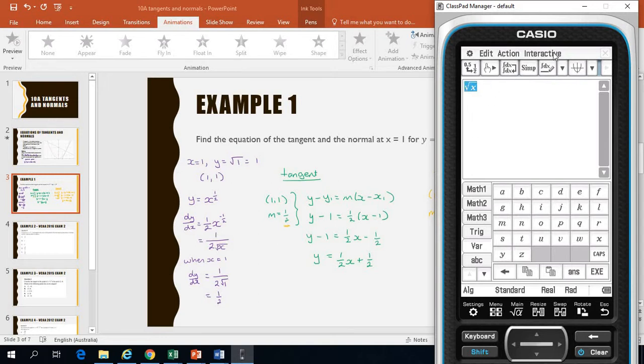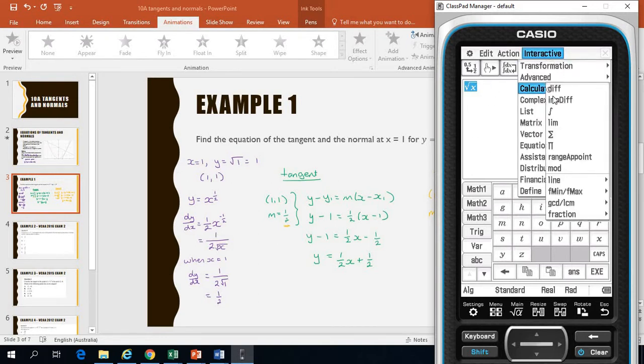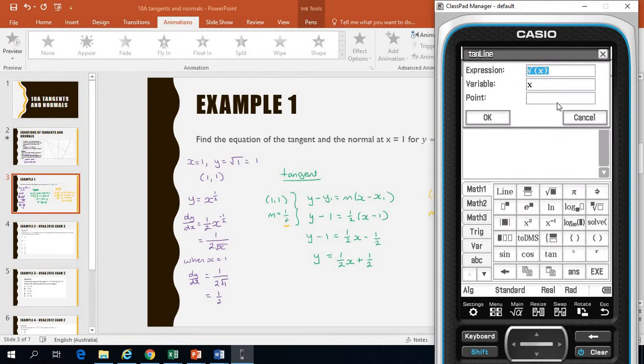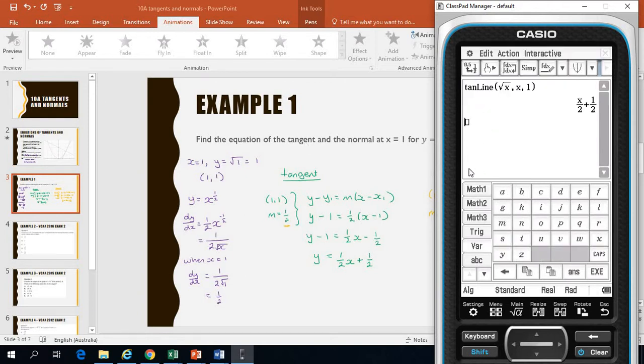We highlight and choose interactive calculation, because calculation is for calculus, and line. We're wanting the tan line first, and we're wanting the tan line at the value where x equals 1. Even though it says point, we only ever actually need to put in the x value. And this gives us straight away that our tangent line would be y equals x on 2 plus a half, which is the same as what we had here.